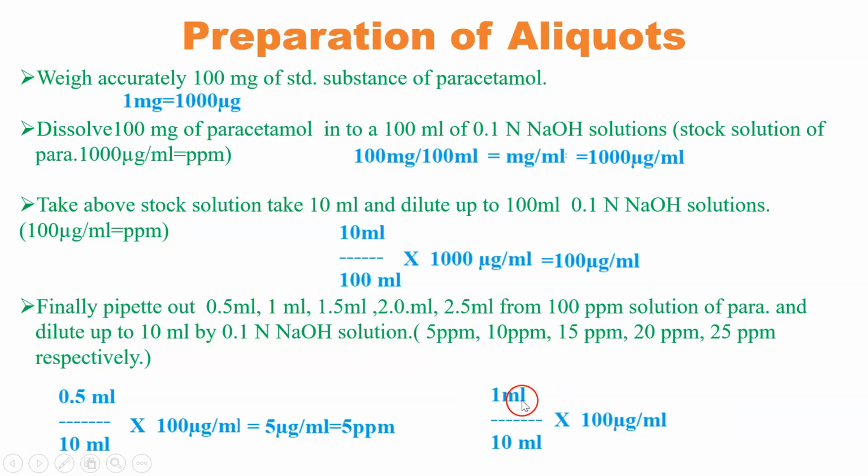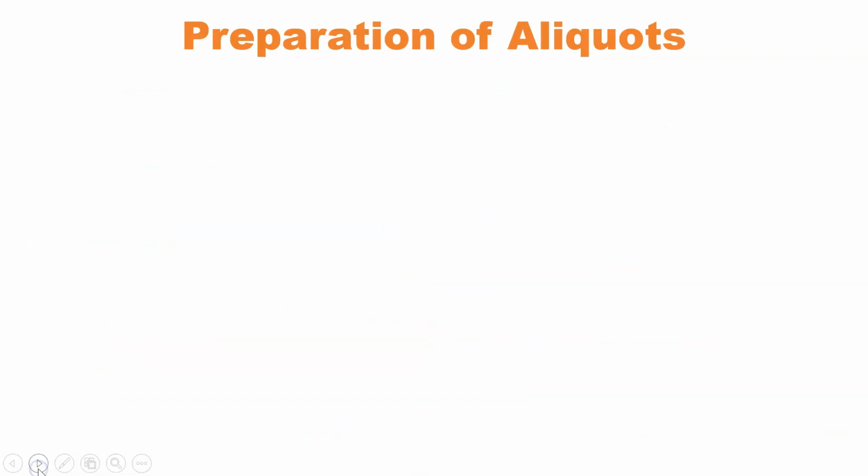So 1 ml we have taken from the stock and we have dissolved up to 10 ml. And the concentration we utilized was 100 microgram per ml, and now it becomes 10 microgram per ml. So 10 will cut from here and 10 from 100, and now it becomes 10 microgram per ml or 10 ppm. In such a way you have to prepare these 5 solutions of 5 ppm, 10 ppm, 15, 20, 25 respectively. The procedure will be similar for ibuprofen.